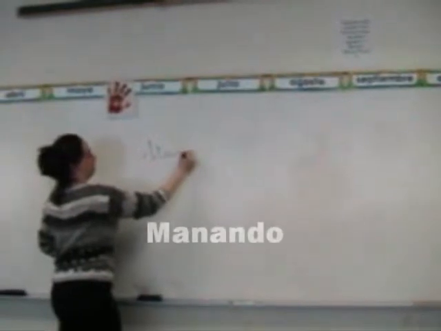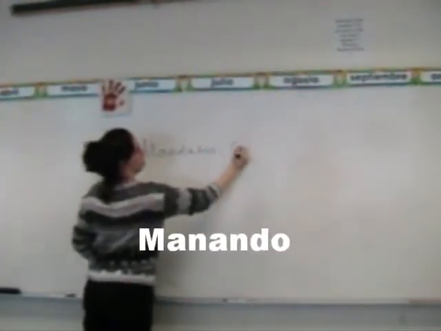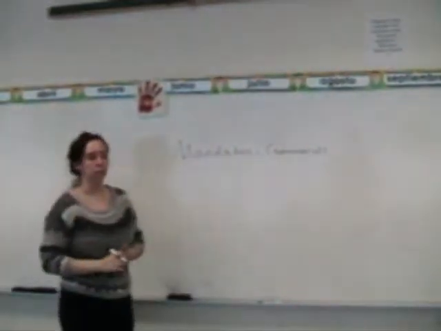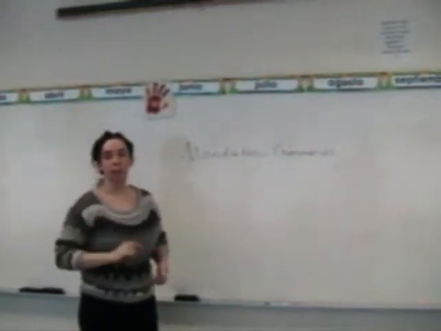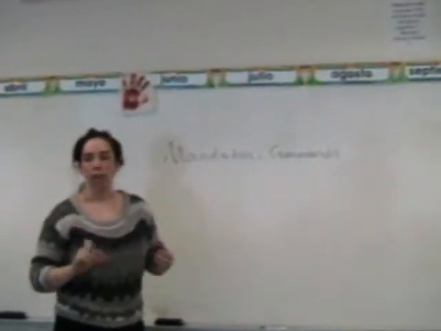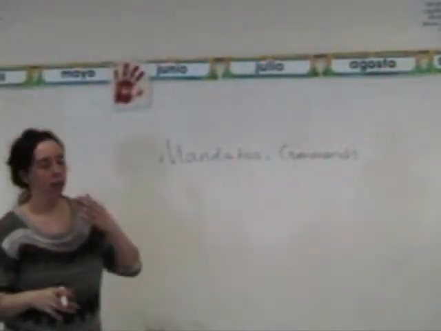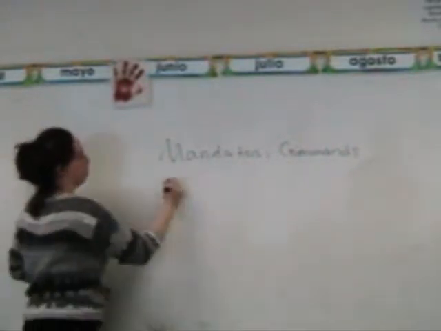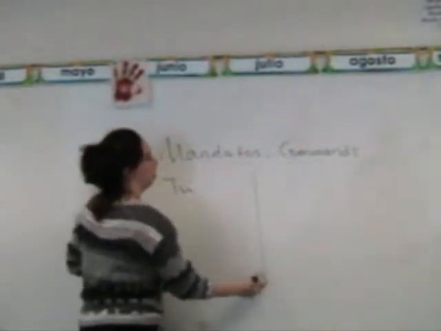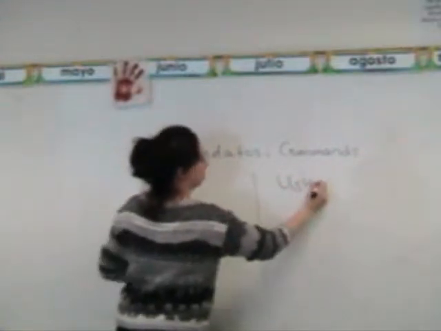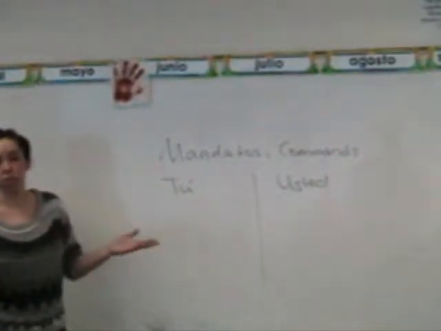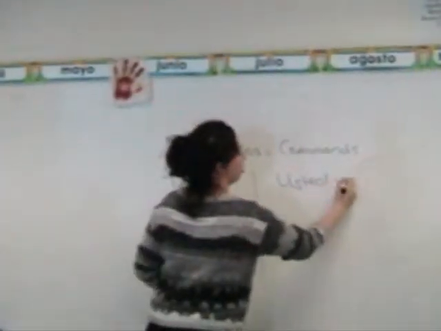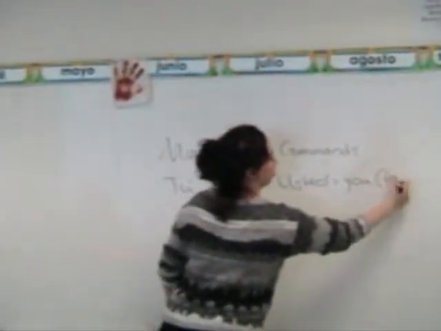We're going to learn about mandatos, which just means commands. In English, we can tell someone, do something: eat your vegetables, concentrate, focus. Those are all commands, right? So we're going to learn how to tell someone to do something in Spanish using the tú form and the usted form. We know that tú is just you as an informal way of speaking, and we know that usted is just you, but it's formal.